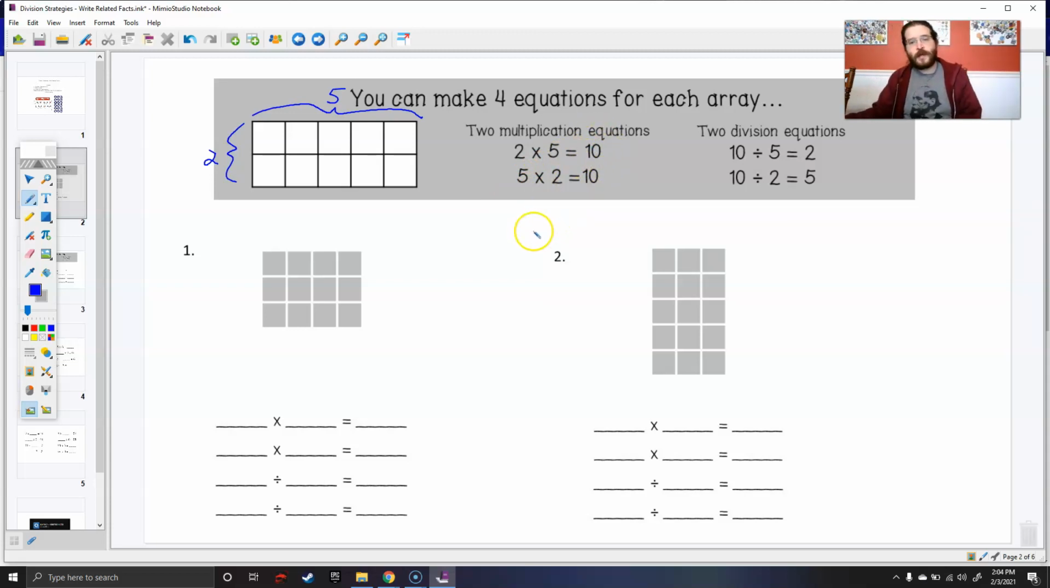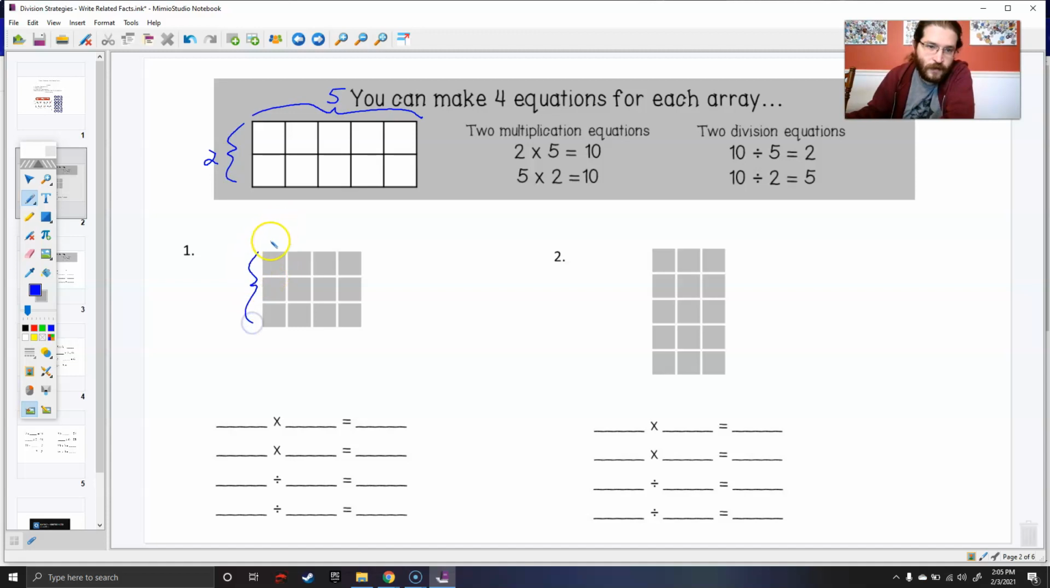So when we're looking at division, we're going to start with our total, right? So that 10, and then we're going to divide by one of our numbers. So 10 divided by 5 is going to give us 2, because that's our third number. And the same thing goes for 10 divided by 2. It's going to give us 5, our third number. So let's take a look at these, all right?